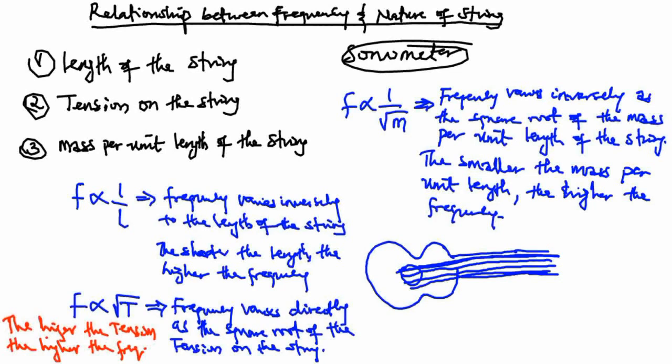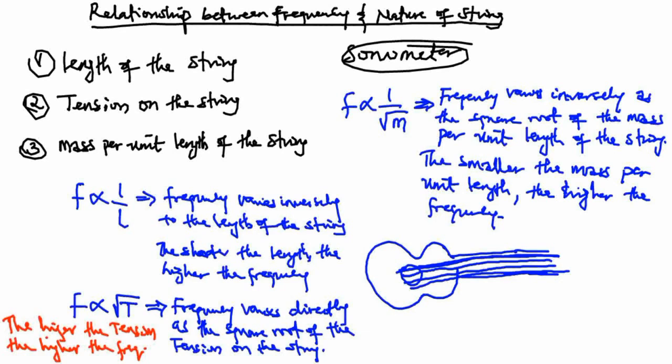But if you pluck the G string, the pitch is higher. It has a higher pitch because it's just about the thickness. We're looking at the thickness, we're looking at the length, and we're also looking at the tension.